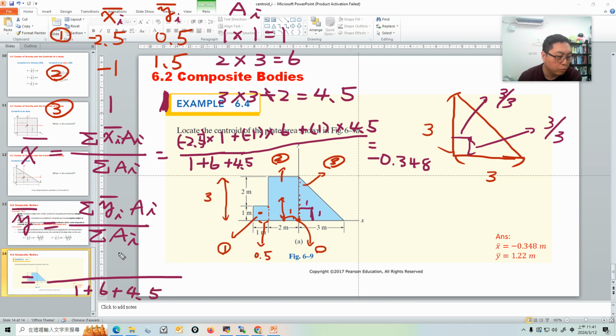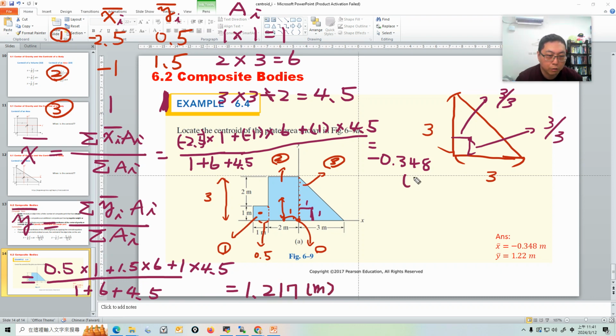And the numerator is just the y bar of each shape times its area. So it's 0.5 times 1 plus 1.5 times 6 plus 1 times 4.5. Let me check if this is correct. Yes, it's correct. So after all, you will get y bar equal to 1.217, in units of meters.